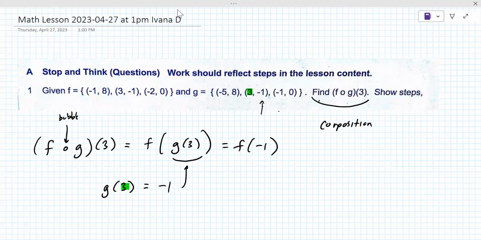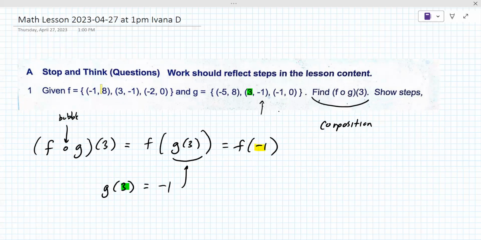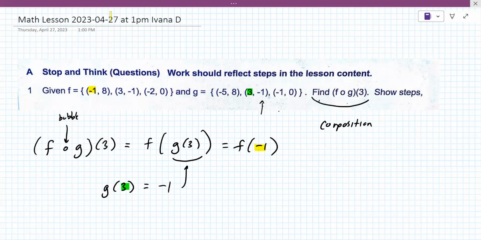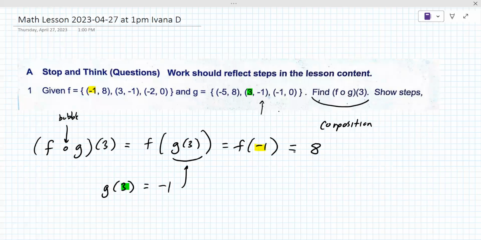So now you're looking for -1 in the other data set here for F. There's -1, and you're looking for the Y value, which is 8. So you use the first function, and the idea is the output of the first function, which was -1, becomes the input to the next function.